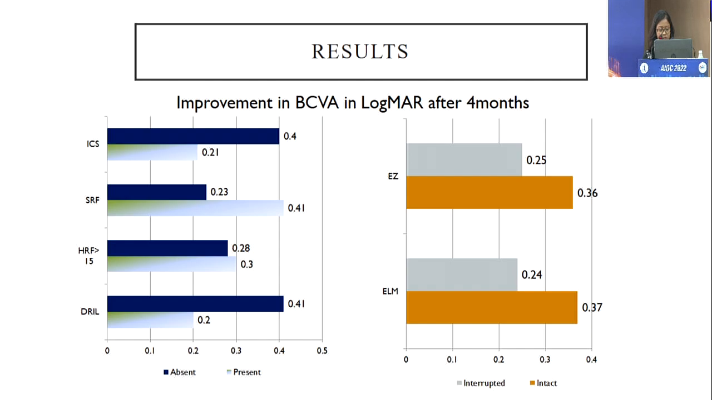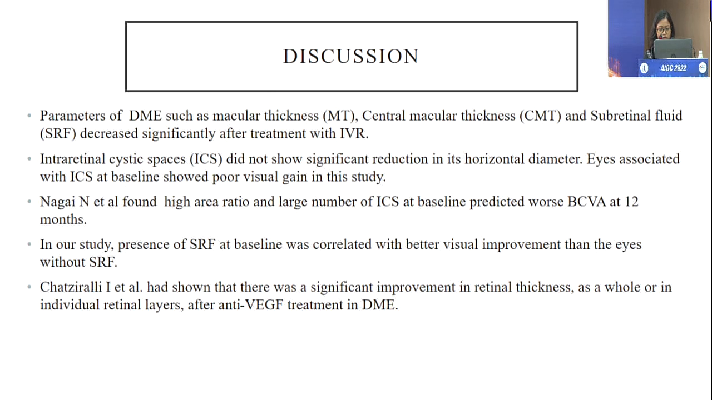Coming to the visual acuity, patients who had SRF and HRF at baseline showed better visual outcome than patients who did not have these parameters, whereas if ICS, DRIL, EZ and ELM disruption were present at baseline, patients showed poorer visual outcome than patients who did not have these biomarkers.